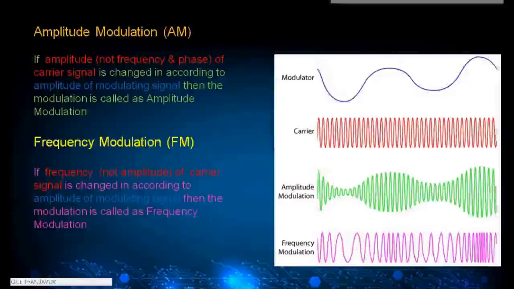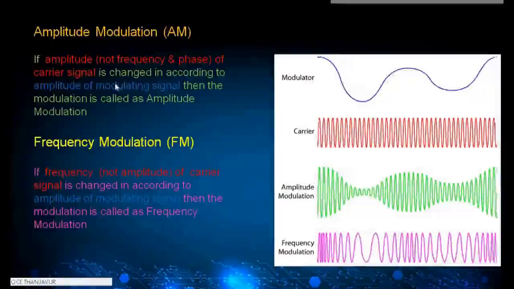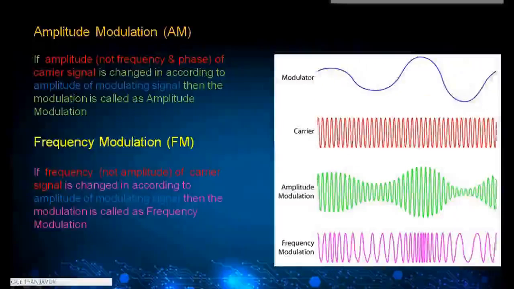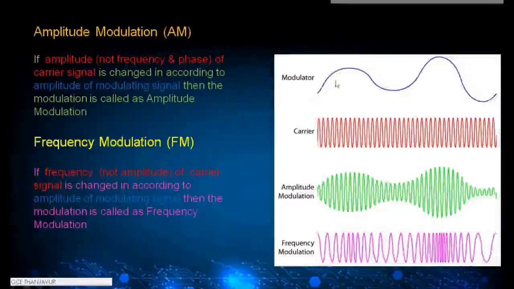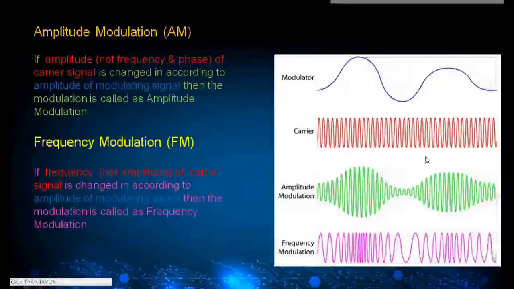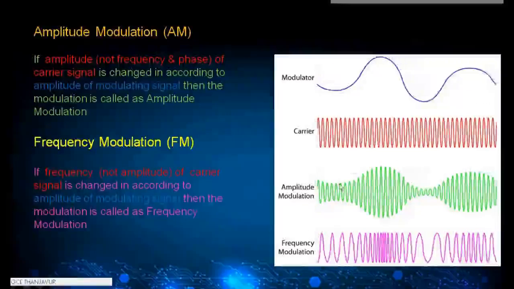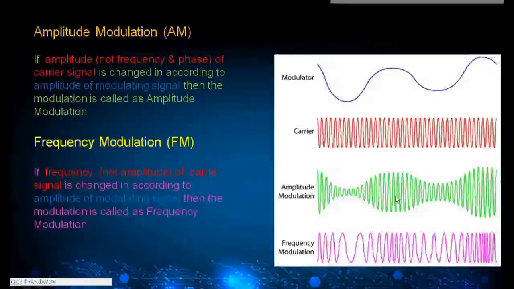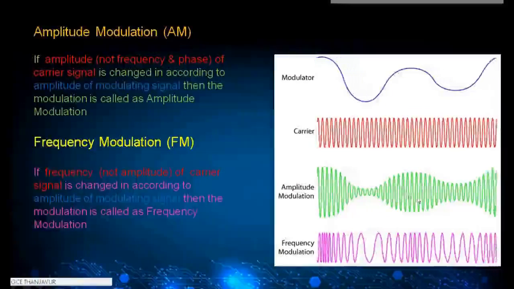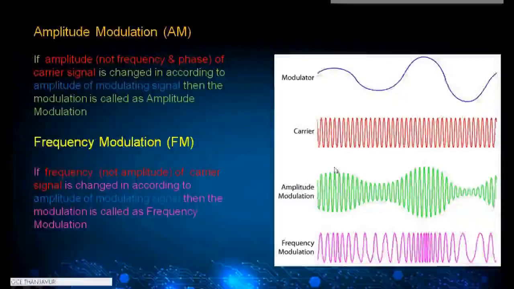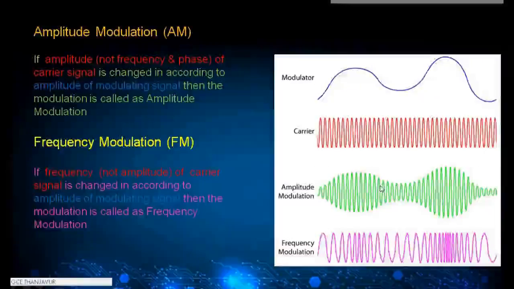What is amplitude modulation? The amplitude of the carrier signal is changed according to the amplitude of the modulating signal. Here you can see the variation of the amplitude of the carrier signal. This is the actual carrier signal, and this is after modulation. After amplitude modulation, the variation of the signal looks like this. So the amplitude of the carrier signal is changed according to the modulating signal. This is called an amplitude modulated signal.